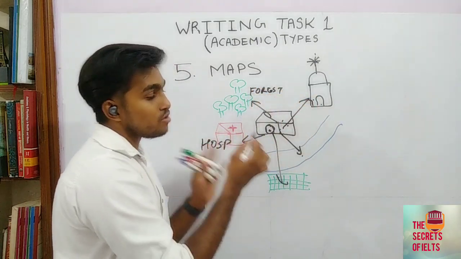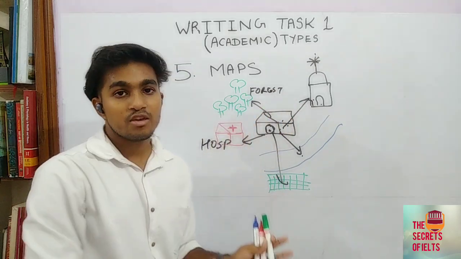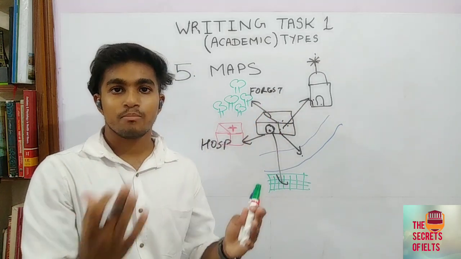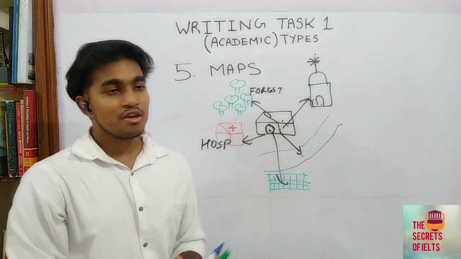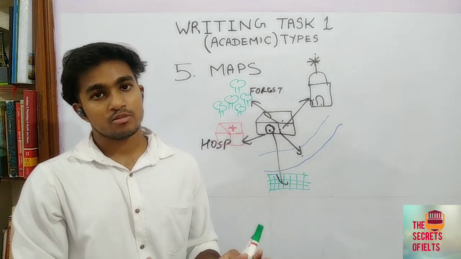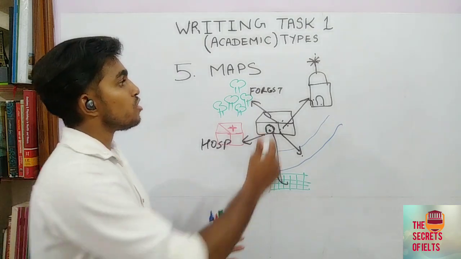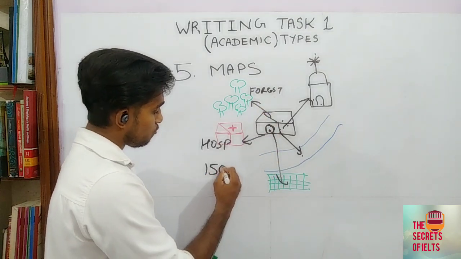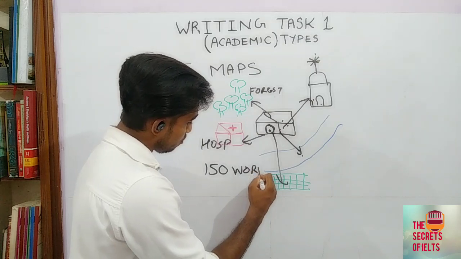Every piece of information will be given on the map. The labelings will be given. You just have to explain the map in your own words. So this is how the explanation of a map takes place. Similarly, here also you have to write a minimum of 150 words.